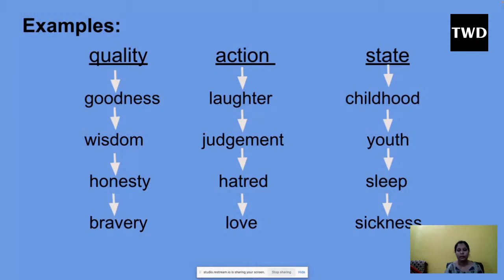State. State means a proper phase of our lifetime, like childhood. Childhood, it has already passed, we didn't sense it. Youth. When we were children, at that time we knew what we did, but what is childhood, we don't know. Youth, that is also something abstract. Sleep, abstract. Sickness, this is also something which we cannot sense.